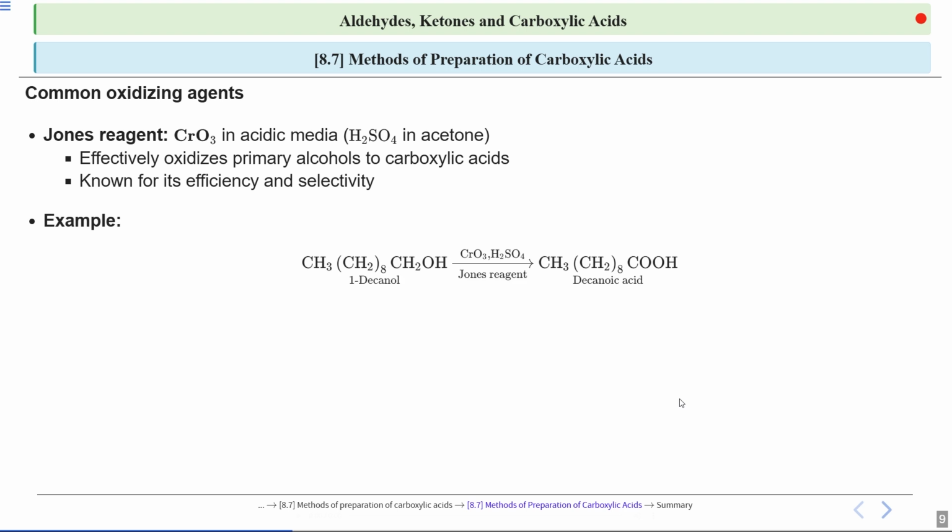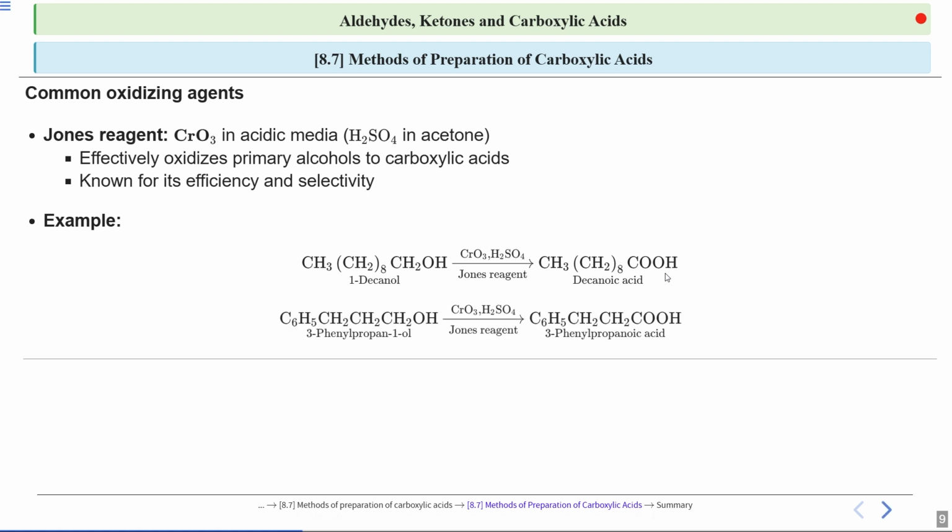If you look at this particular example, you have 1-decanol, which is an alcohol. Using Jones reagent, which is CrO3 in acidic media, that is H2SO4 in acetone, this alcohol is oxidized to a carboxylic acid. You will see that this terminal CH2 group is oxidized to a carboxylic acid, which is COOH.